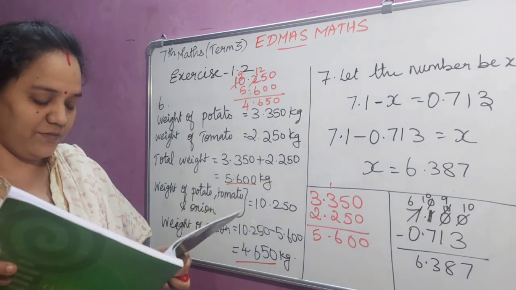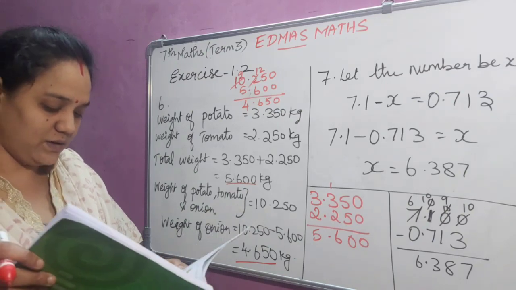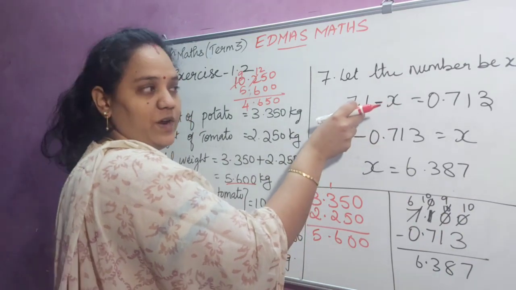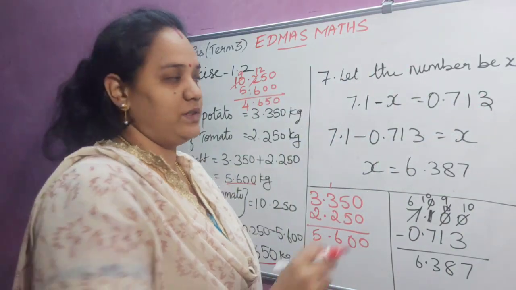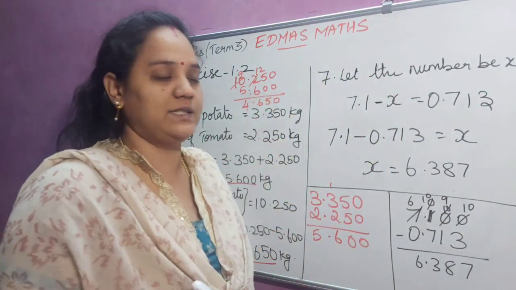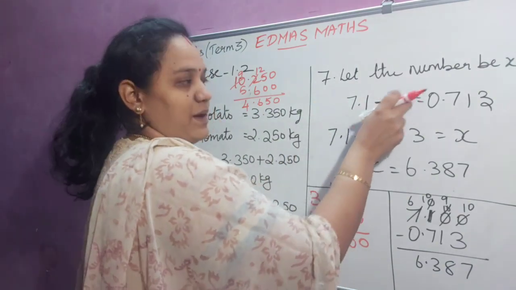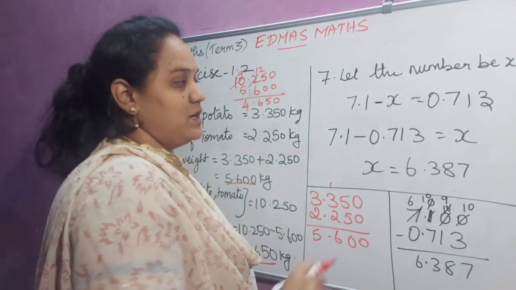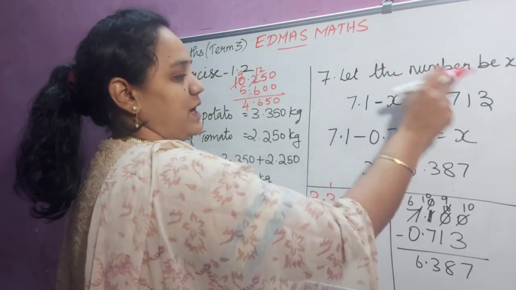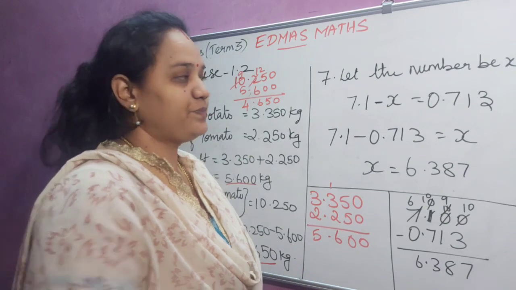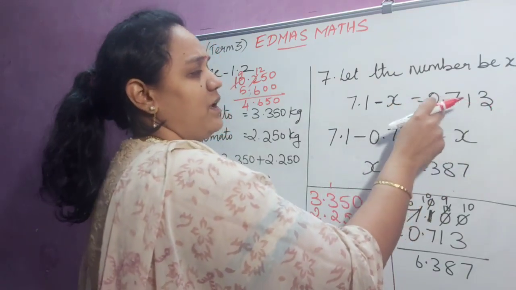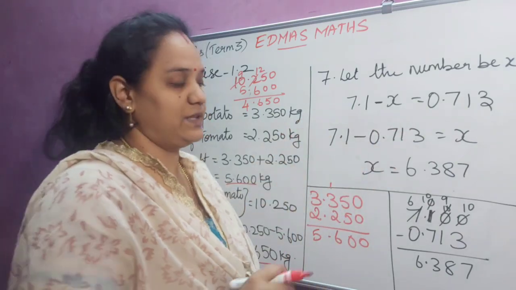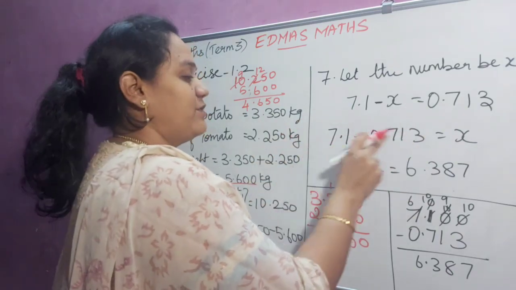What should be subtracted from 7.1 to get 0.713? Okay, some number should be subtracted from 7.1 to get 0.713. That number I have taken as x. So 7.1 minus some number is equal to 0.713. So I need the value of x. So I am taking this minus x to the other side. This will become plus x. This 0.713, positive 0.713, will come this side as negative 0.713. So now we have to subtract these two.